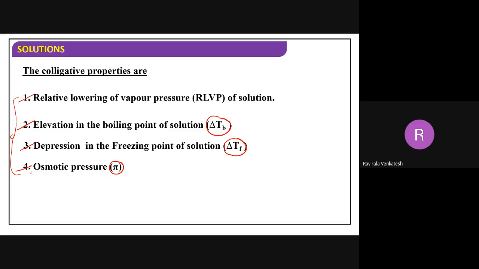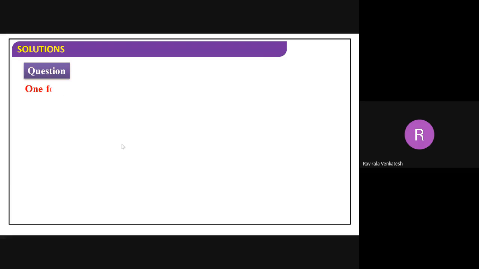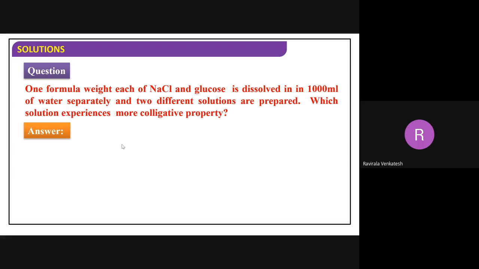Now remember, freezing point, boiling point, vapor pressure cannot be called colligative properties. Elevation of boiling point, depression in freezing point, osmotic pressure, and relative lowering of vapor pressure can be considered colligative properties, because this question was asked many times in examinations. Remember, colligative properties are always four only. You practice that.